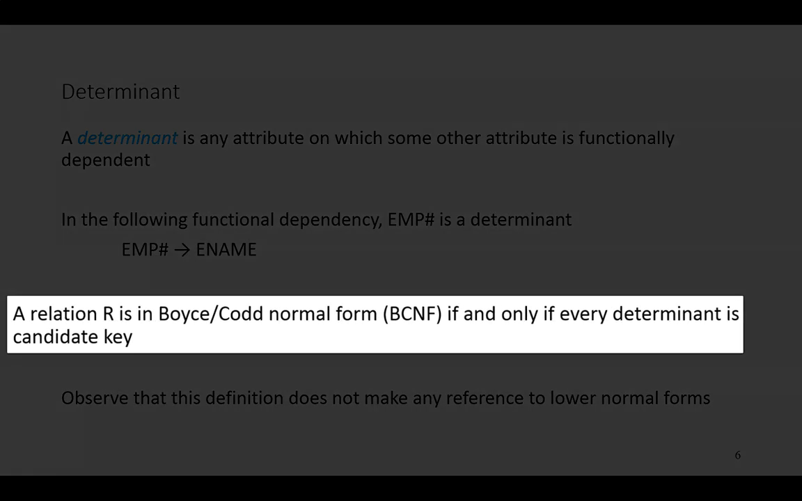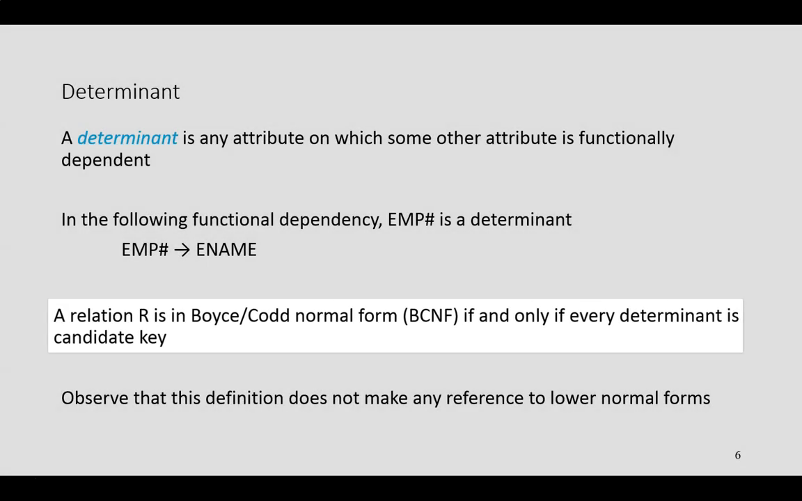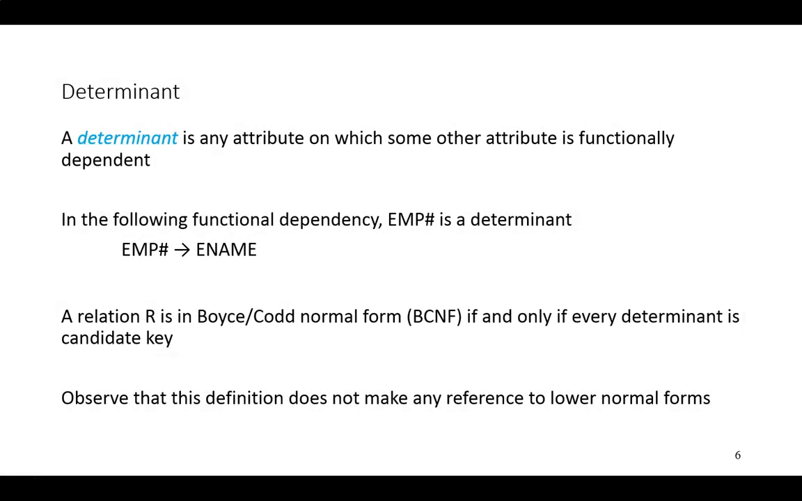So a relation R is said to be in Boyce-Codd normal form if and only if every determinant is a candidate key. The interesting observation we can make about this definition is that it makes no reference to any lower normal forms. Remember, Codd's definition of second normal form said a relation is in second normal form if it has no partial dependencies, plus it is in first normal form.